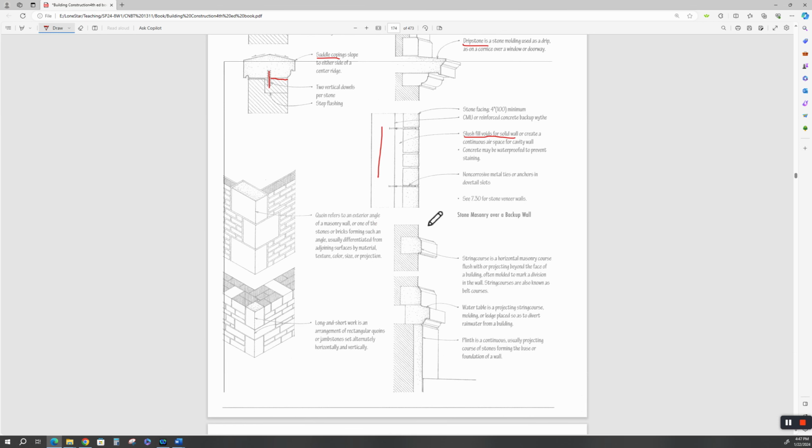Okay. Another point is make sure in your specs that you use non-corrosive metal ties and anchors in any masonry, whether it's residential. Any of these ties need to be non-corrosive. They need to be galvanized, zinc plated, or something.